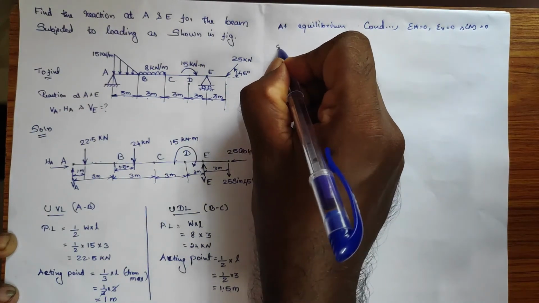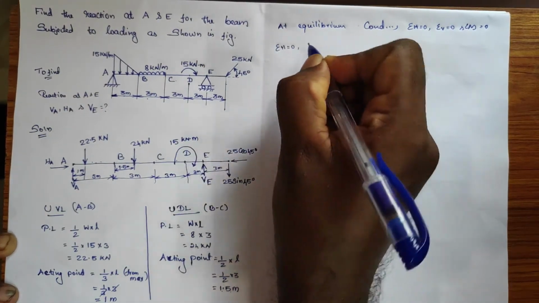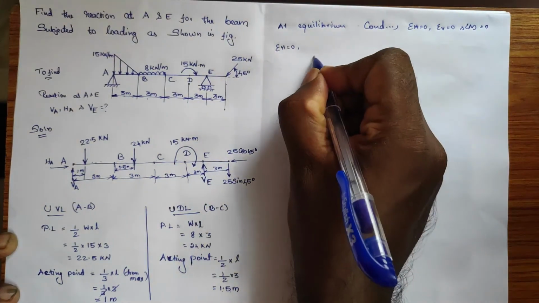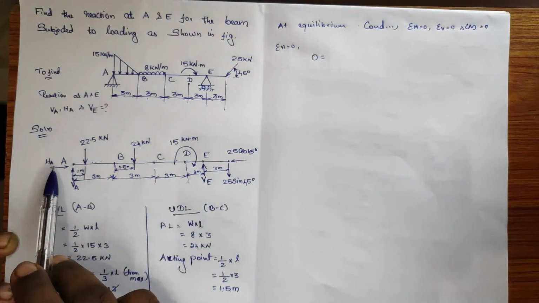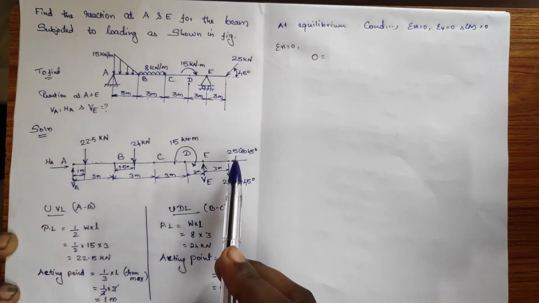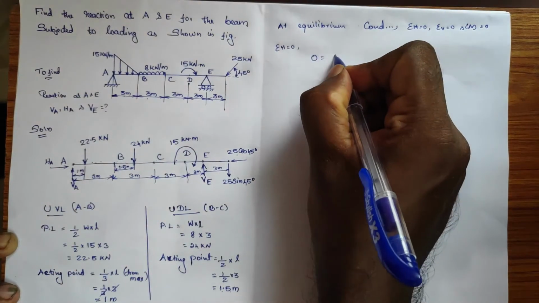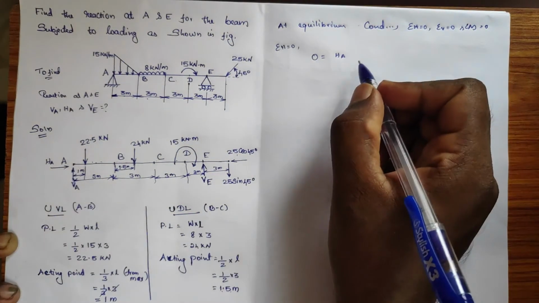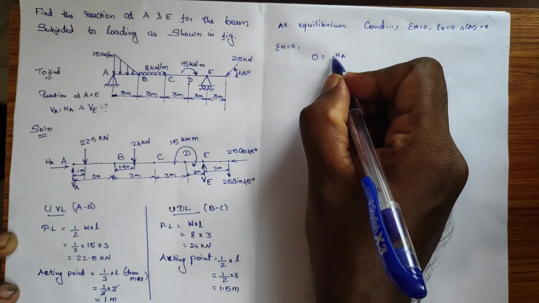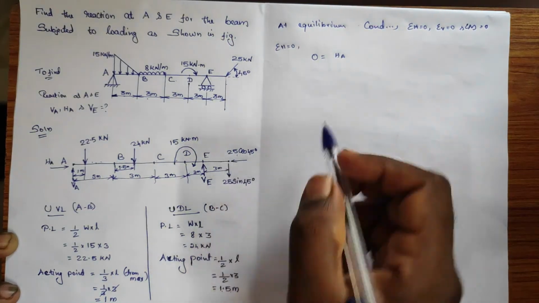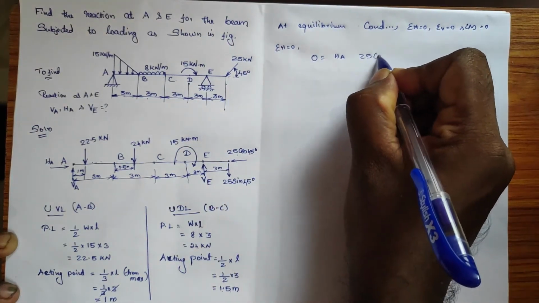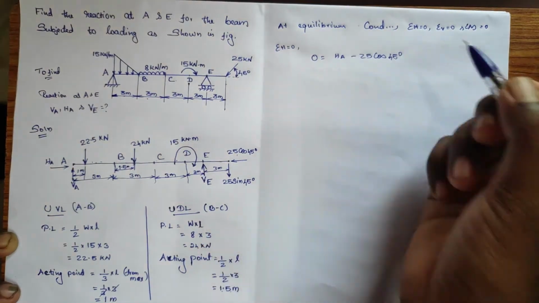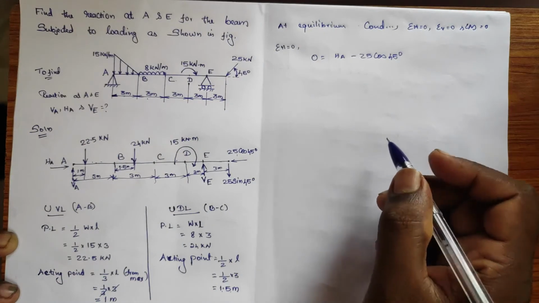So first start with the sum of horizontal forces, which is equal to 0. If you apply it, 0 is equal to the addition of all the horizontal forces. Here we have one horizontal force, HA, which is towards the right side. When the horizontal force is towards the right, it is positive, and this force 25 cos 45 degree is directed towards the left, so it is minus.